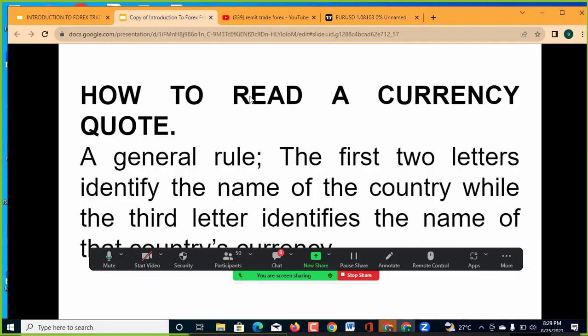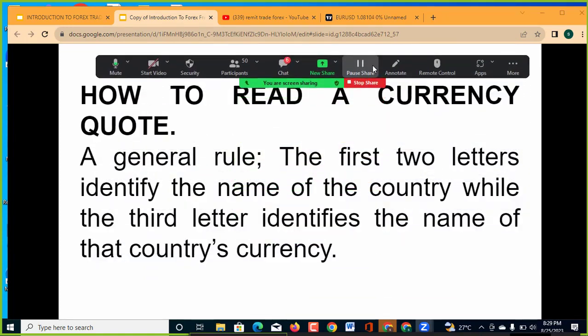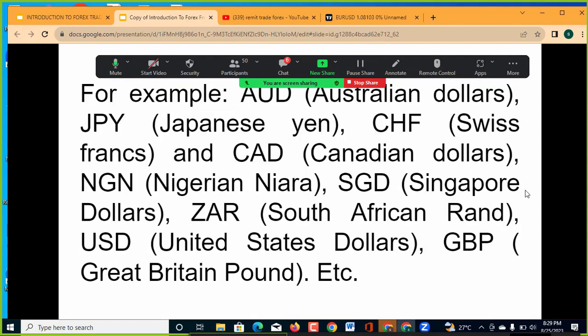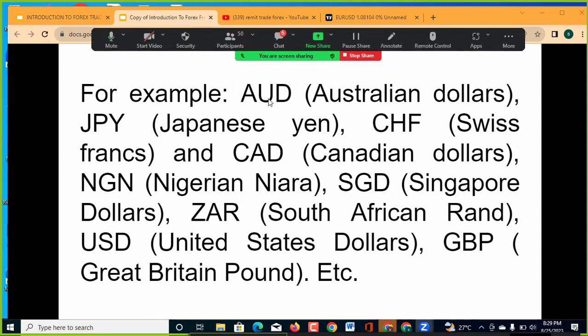So we have to understand that currencies can be easily read just by simply identifying the first two letters for the country, while the next one is for the currency itself. Let's say, for example, in this case, we have AUD, Australian dollar, JPY, Japanese yen. We have the CHF, which goes a little bit contrary to the rule, Swiss franc, CHF is a simple name. We have CAD, for Canadian dollars, we have NGN, Nigerian Naira. Very simple. We have SGD, the Singapore dollars, ZAR, South African Rand, USD, United States dollars, GBP, Great Britain Pound. It's as simple as that.